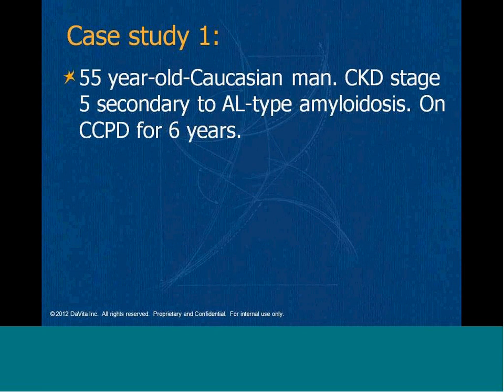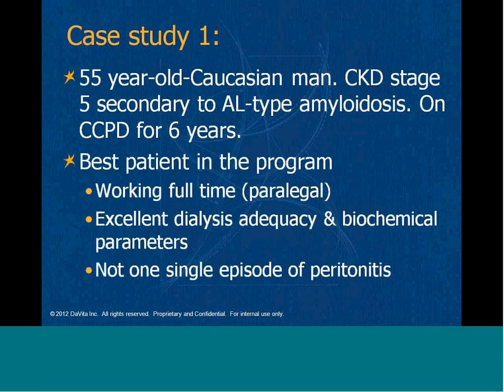The case is a 55-year-old Caucasian man who has CKD stage 5 from AL amyloidosis. He was on CCPD for 6 years. This guy is the best patient you would want in your program. He worked full-time as a paralegal. He had excellent dialysis adequacy and biochemical parameters. He had one single episode of peritonitis in 6 years of therapy.